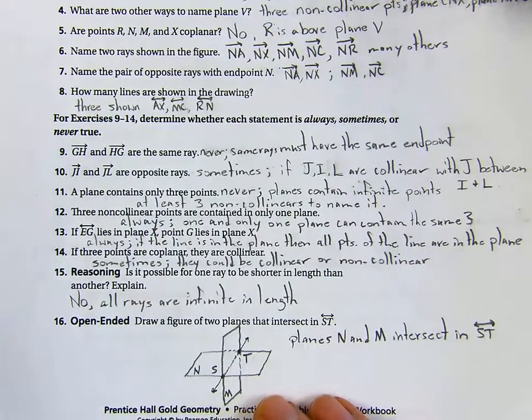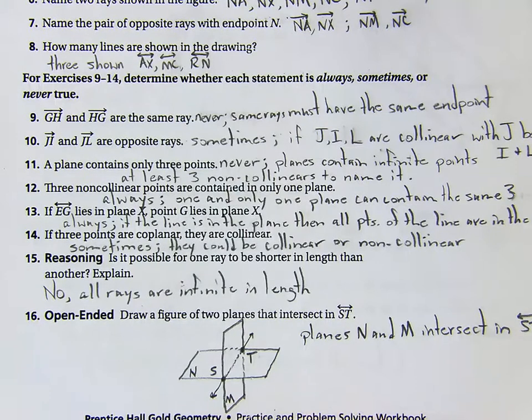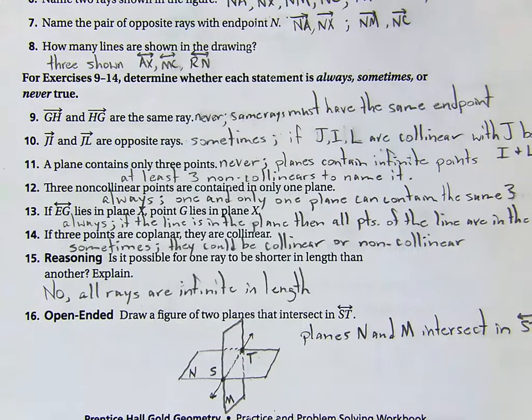Next, with number 14, if 3 points are coplanar, they are collinear. They could be, sometimes. See, it takes 3 non-collinear points to make a plane. So what 3 points are we talking about? They just said 3 points. It could be the 3 non-collinear points that determine the plane, or we could have 3 points on a plane that are collinear. So when so many points, what 3 are we talking about? It could be 3 non-collinear, it could be 3 collinear, so that's why it's sometimes.